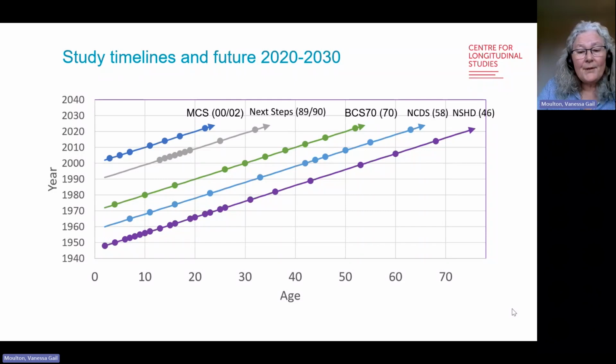And next steps, so from 2004, inclusive data was collected every year, 7 in total, all until they were 20. And the last sweep was when they were 25, and the age 32 will be available early summer. And the MCS, including the first data collection at 9 months, have 7 sweeps, the last at age 17, and the age 22 sweep is currently in the field. And as I mentioned today, I'll particularly focus on the 70 and the 58 cohorts.